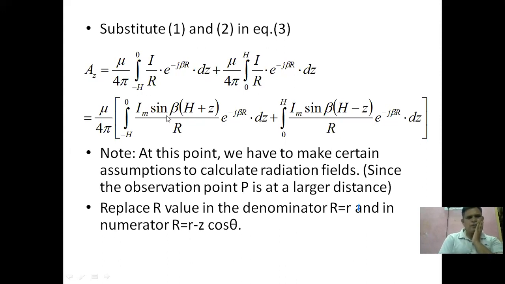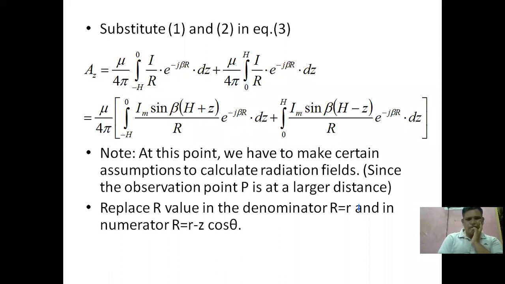Now substitute here. For minus h to 0, that is z less than 0, I is equal to Im sin beta (h plus z). Similarly, for z greater than 0, the I value is equal to Im sin beta (h minus z) into dz. Now you have to integrate with respect to dz.